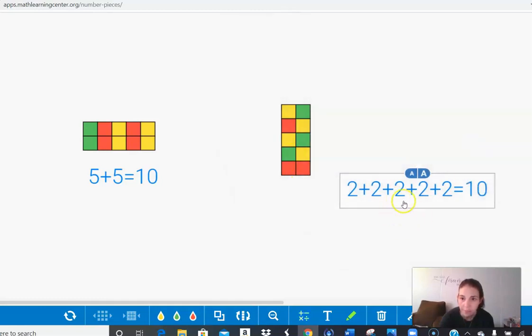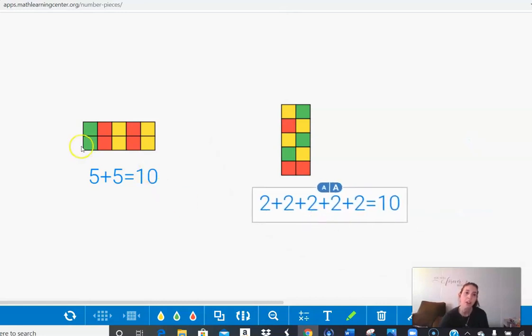Okay? So look at this. So this array has 2 rows with 5 in each row, and our answer is 10. This array has 2 columns with 5 in each column and 2 in each row, and the answer is still 10. So you can use the same number of tiles and put them in a different sequence, but still get the same answer.